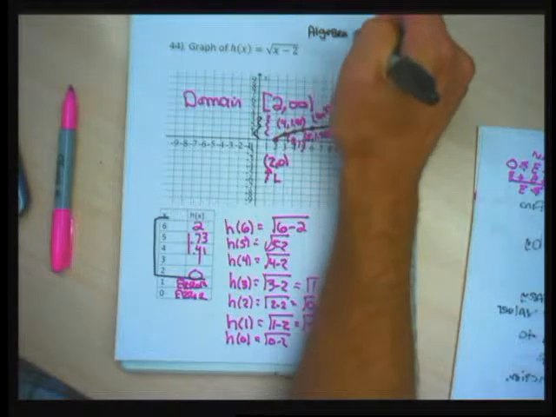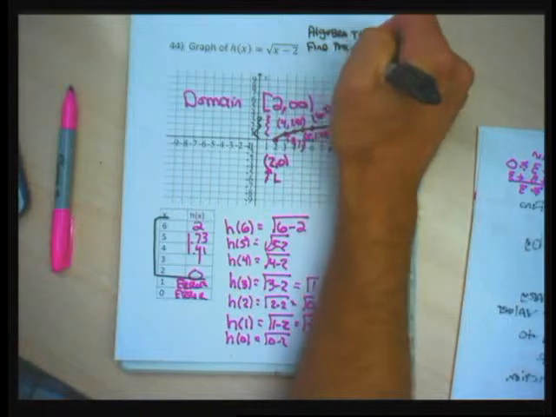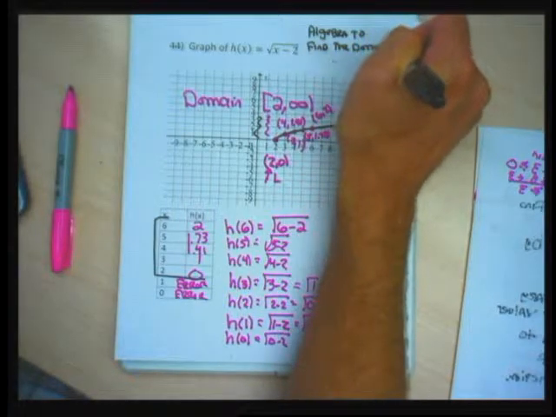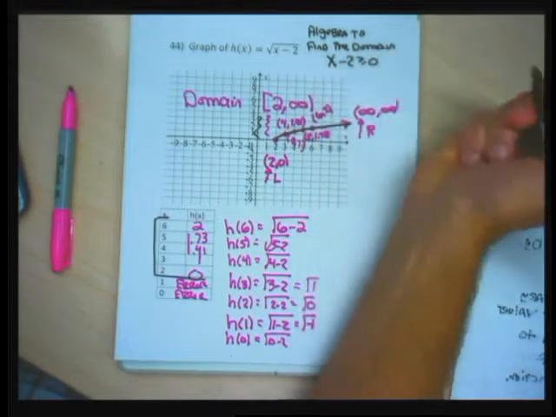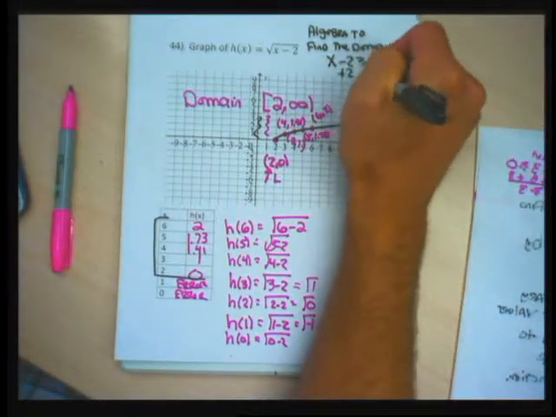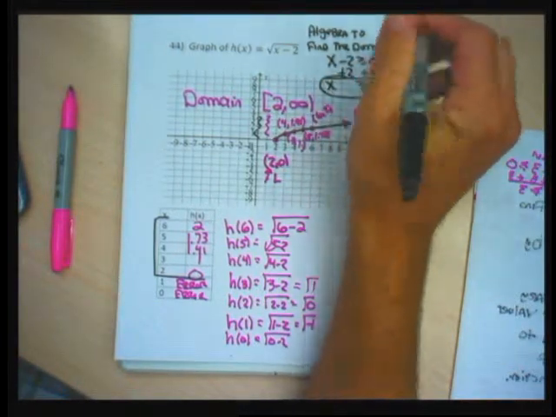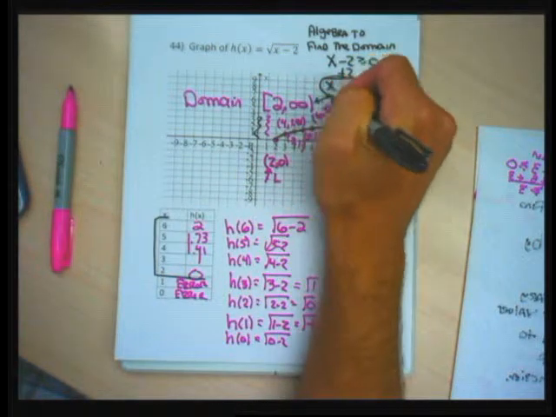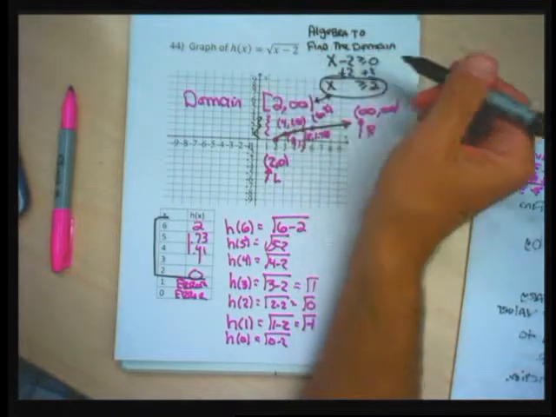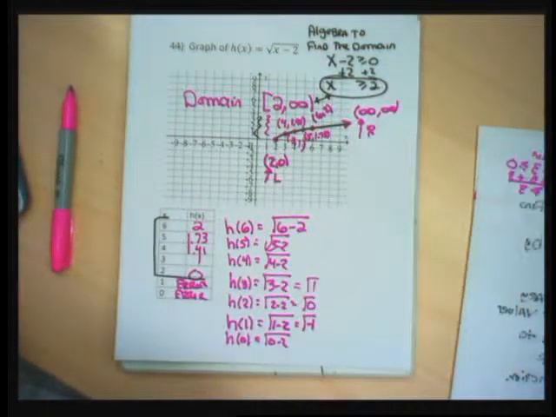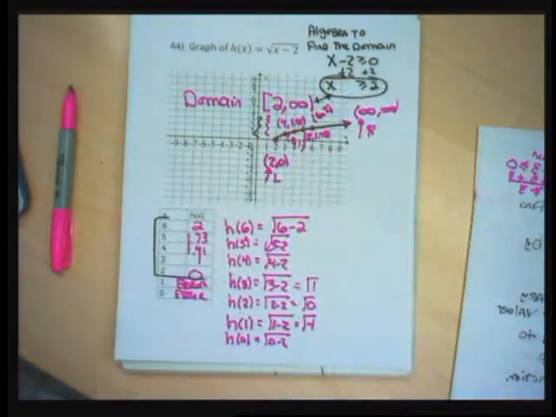The algebra to find this domain, without having to make a table or sketch a graph, you just take the radicand x minus 2 and set it greater than or equal to 0. And I add 2 to both sides. This would give me x is greater than or equal to 2, which is the same as 2 to infinity. They both say this is any number bigger than or equal to 2. This is any number between 2 and infinity, which is the same as bigger than or equal to 2. So for the domain, both of these would be correct domains. They're equivalent ways of saying the same thing.